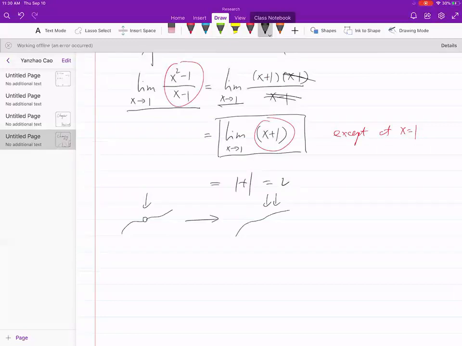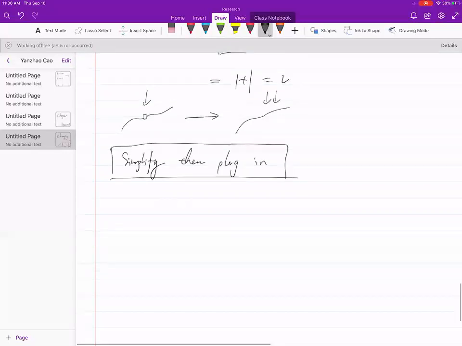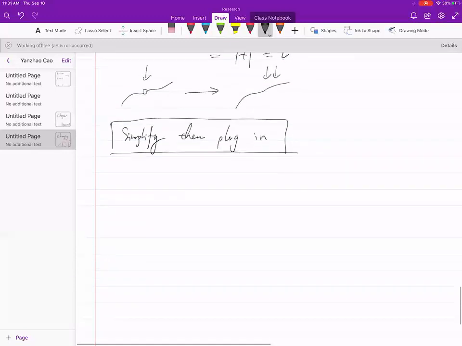Okay. Of course, to make it a quick menu, simplify by crossing out terms, then plug in. If you can't plug in right away, you simplify, and then plug in. Hopefully, after that, it will work. That's the second principle. Sounds good? Okay, if you can plug in, plug in. If you cannot plug in, simplify, then plug in again.